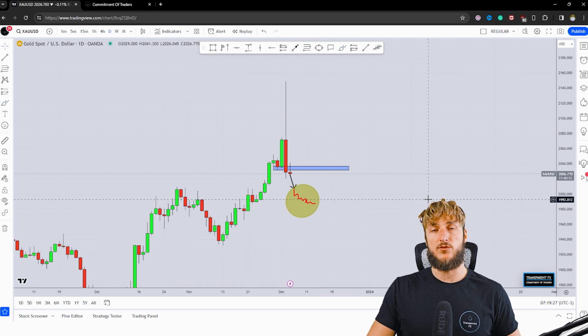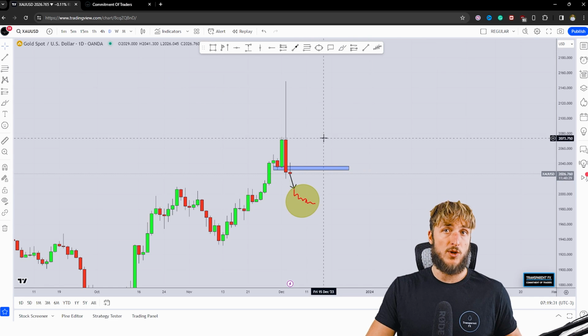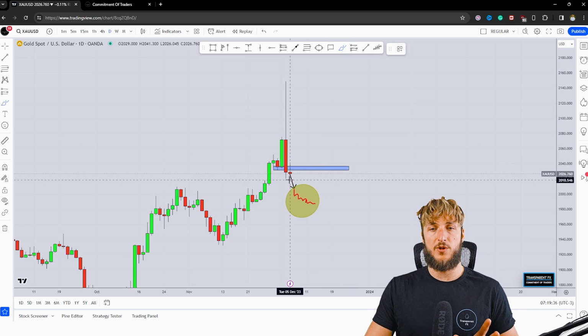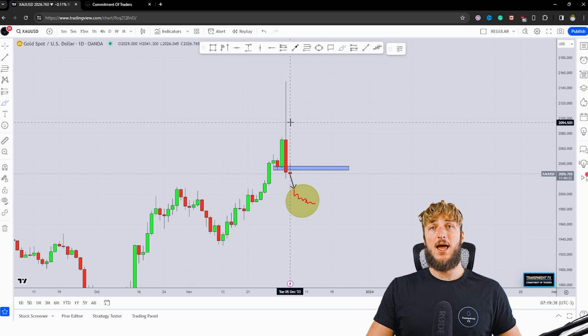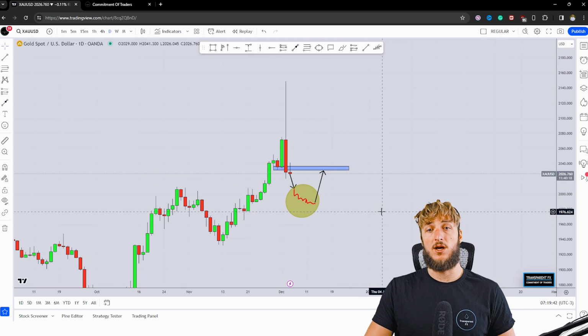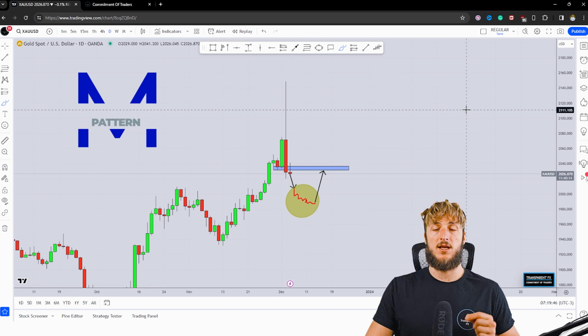to the downside, waiting for the market to shift from an intraday bearish market, as we would have, to an intraday bullish market. And if the market shifts from intraday bearish to bullish and provides one of my valid entries, at that point we could be looking for a potential move higher for the market to complete this M pattern at the neckline.